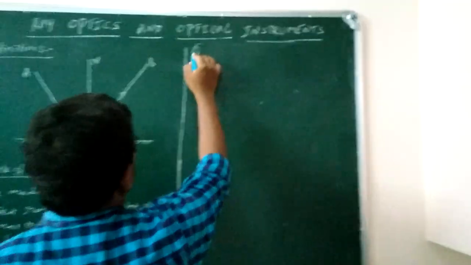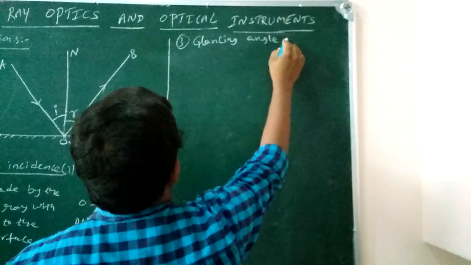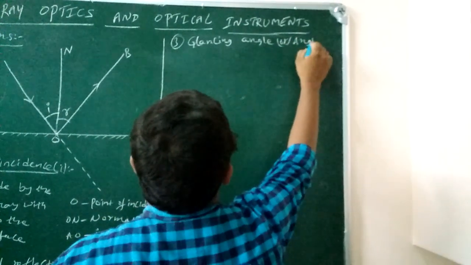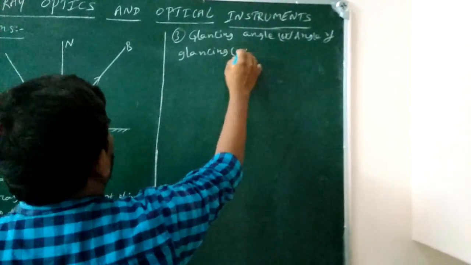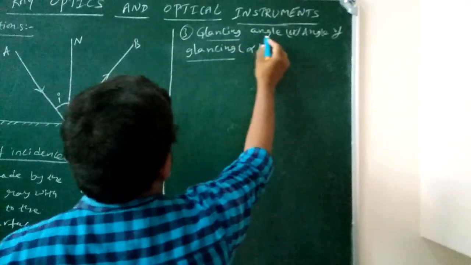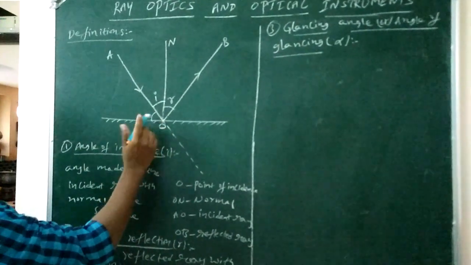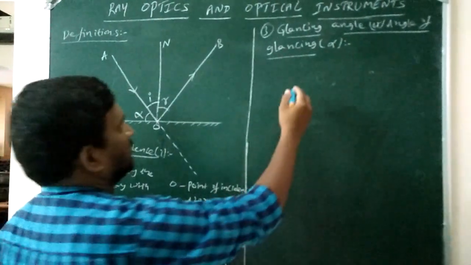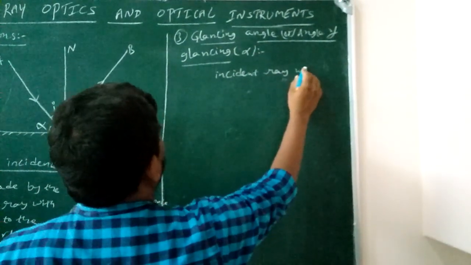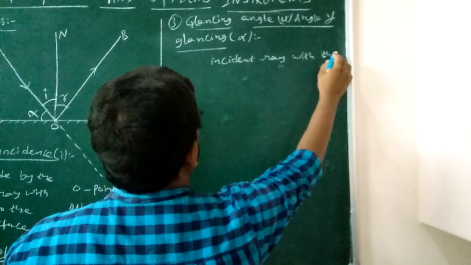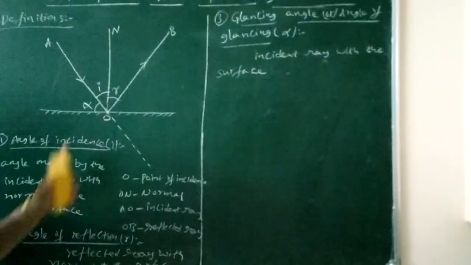And the third definition is glancing angle, or it has another name, that is angle of glancing. It is denoted with the letter alpha. The angle made by the incident ray with the surface is called the glancing angle.